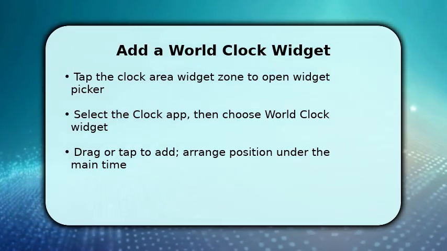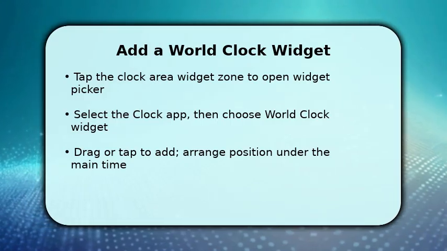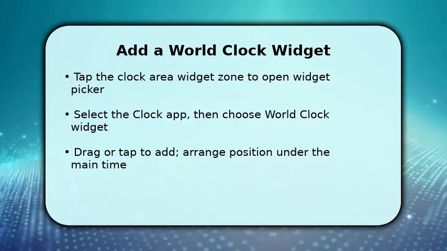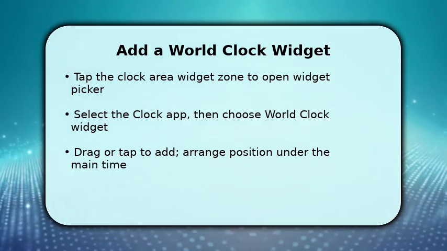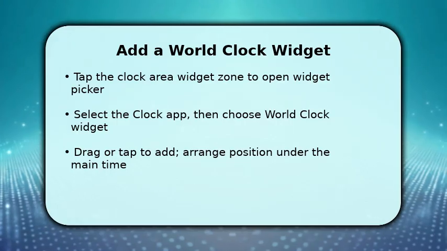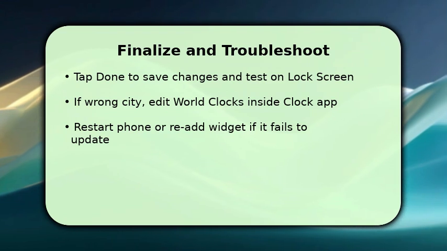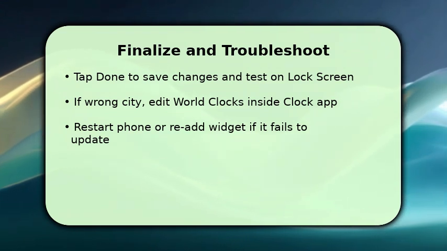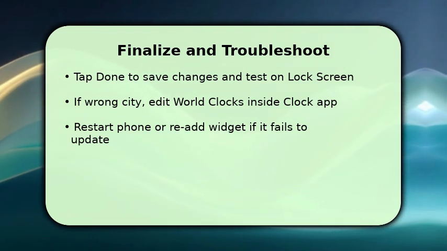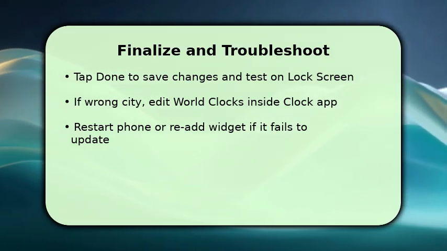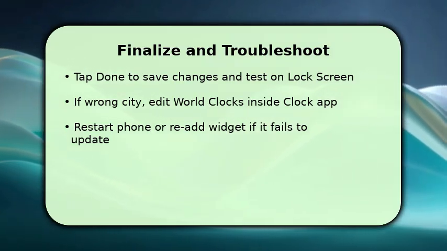Make sure the cities you want are already added in the Clock app's world clock list because the widget pulls those entries. After placing it, verify the displayed city and time match your intended time zone. Tap Done to save the lock screen and then lock and wake the phone to confirm the added time shows correctly. If the wrong city appears, open the Clock app, edit or reorder your world clocks. Changes reflect in the widget after reselecting or re-adding it.